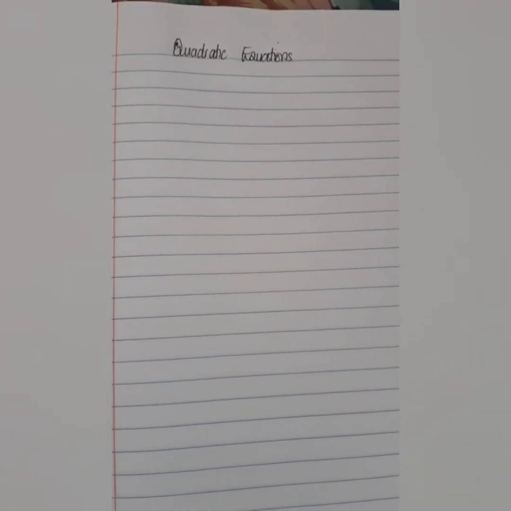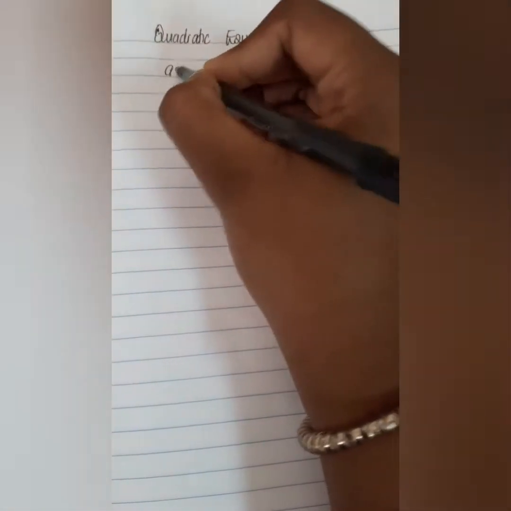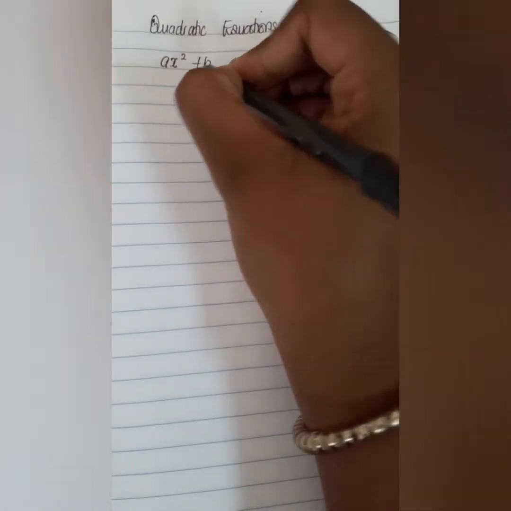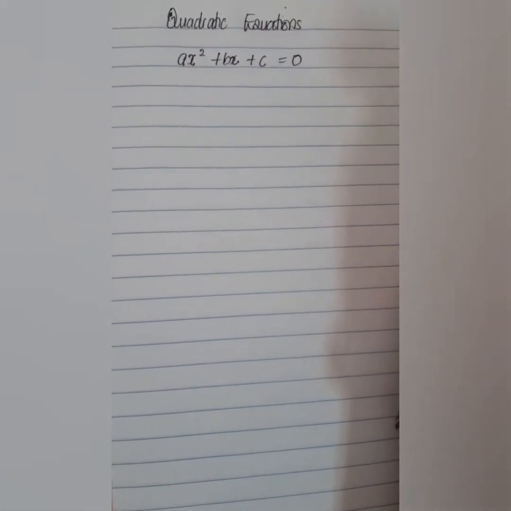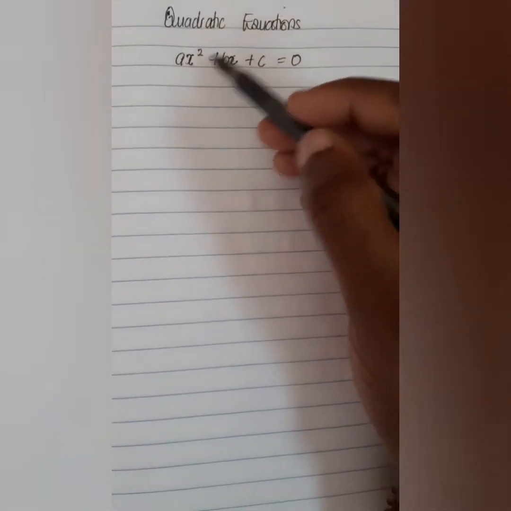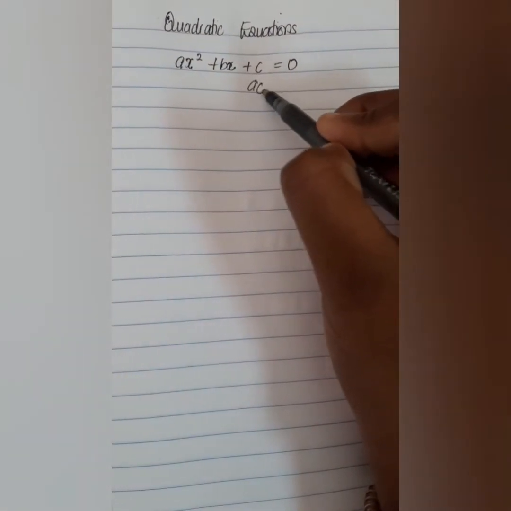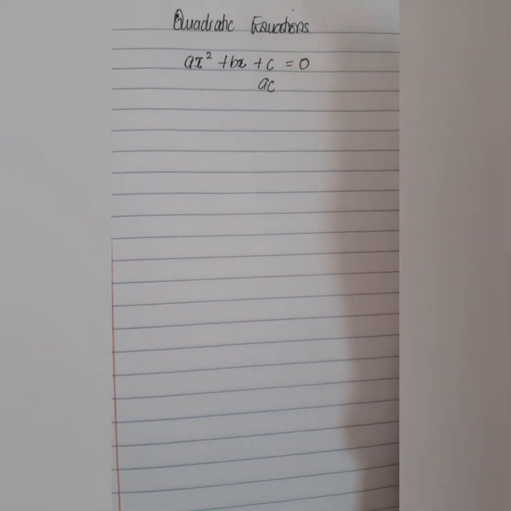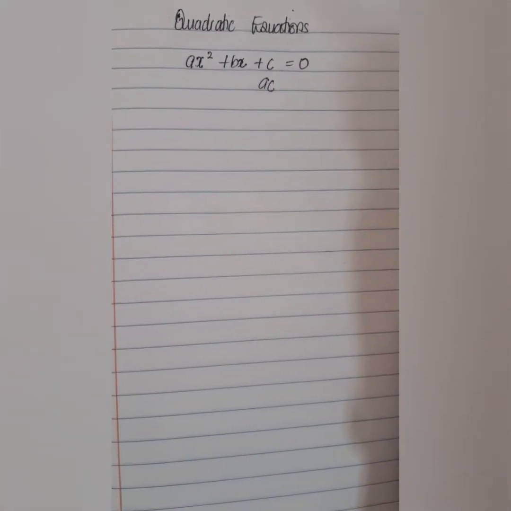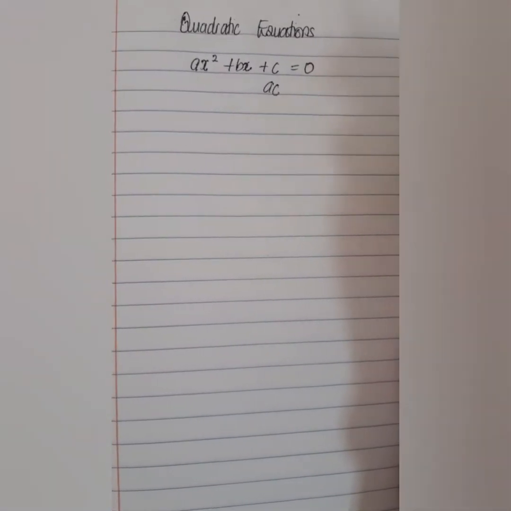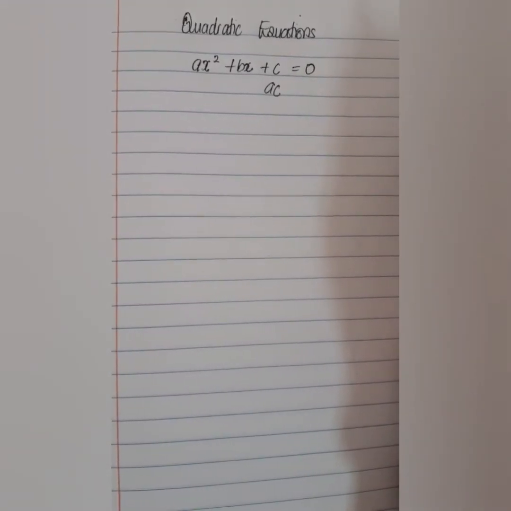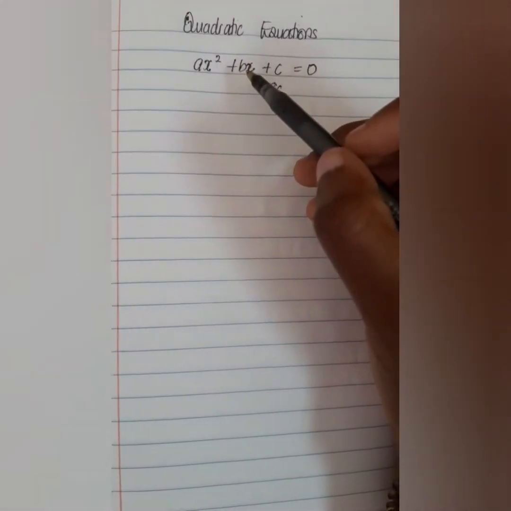So in this video, what we'll be doing is solving quadratic equations by factorization. So we know that firstly, a quadratic equation must be in the form of ax squared plus bx plus c equal 0. Alright, so first what we do is we find AC, then the product that we get, we factor and see which two numbers when added will give us B.